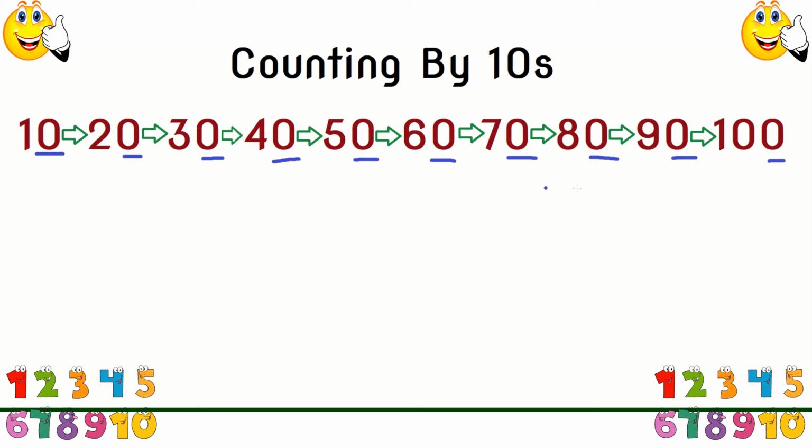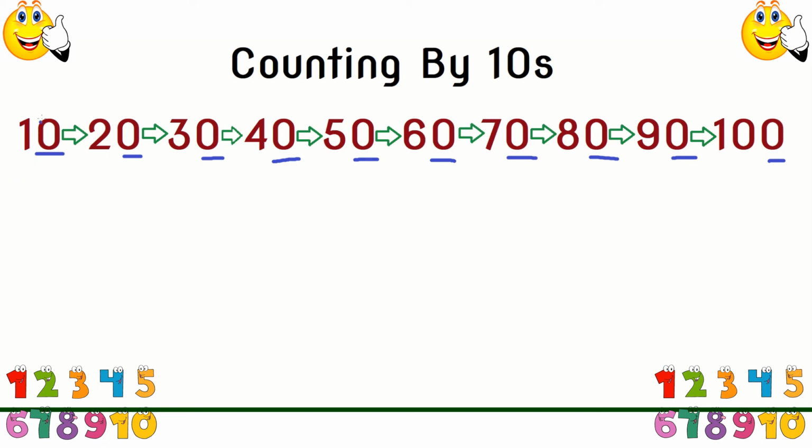We know how to count by ones. 1, 2, 3, 4, 5, 6, 7, 8, 9, and 10. We know how to do that. That is very simple, counting by ones. But when we're struggling with counting by tens, all we have to do is remember that it's the same thing, but with a 0 at the end.